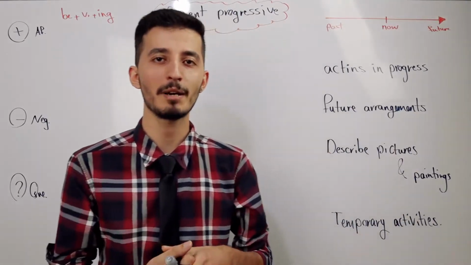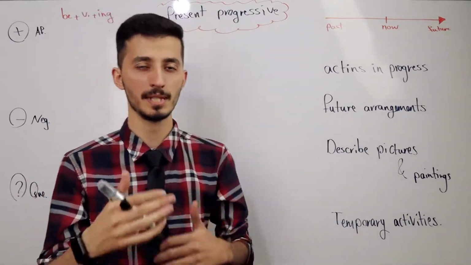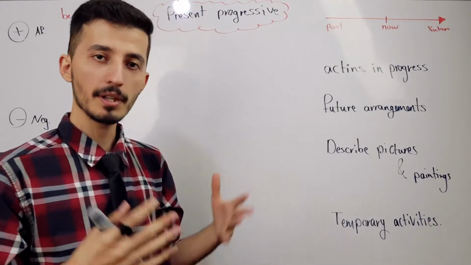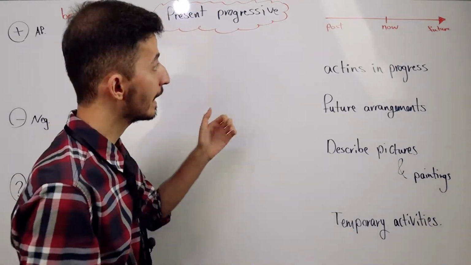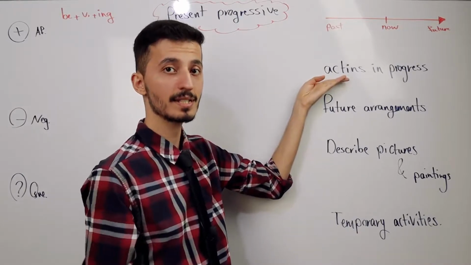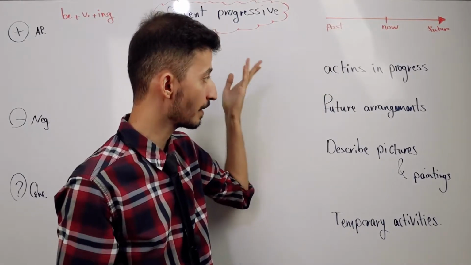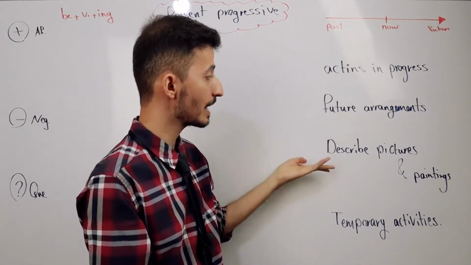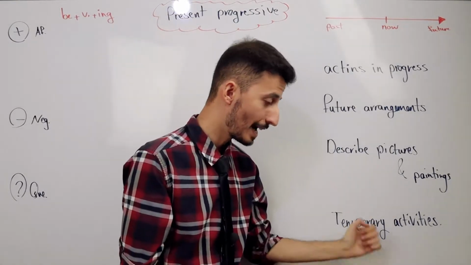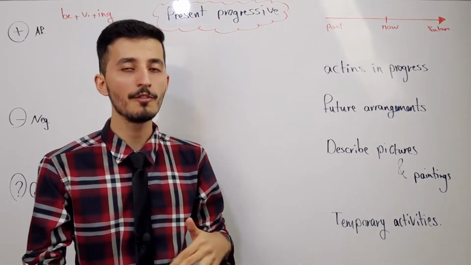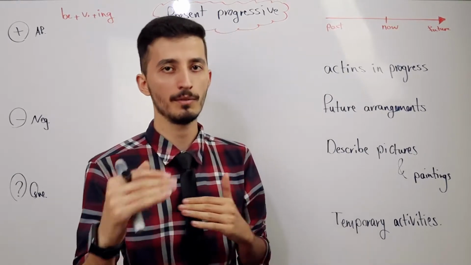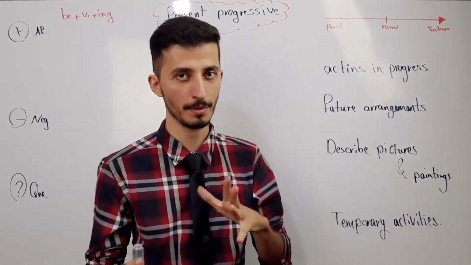Today we're going to talk about present progressive, also known as present continuous in American English. But let's begin with what it is. We use present progressive for actions in progress, future arrangements, describing pictures and paintings, and temporary activities. But we are going to go through them one by one. We cannot talk about all of them at the same time.